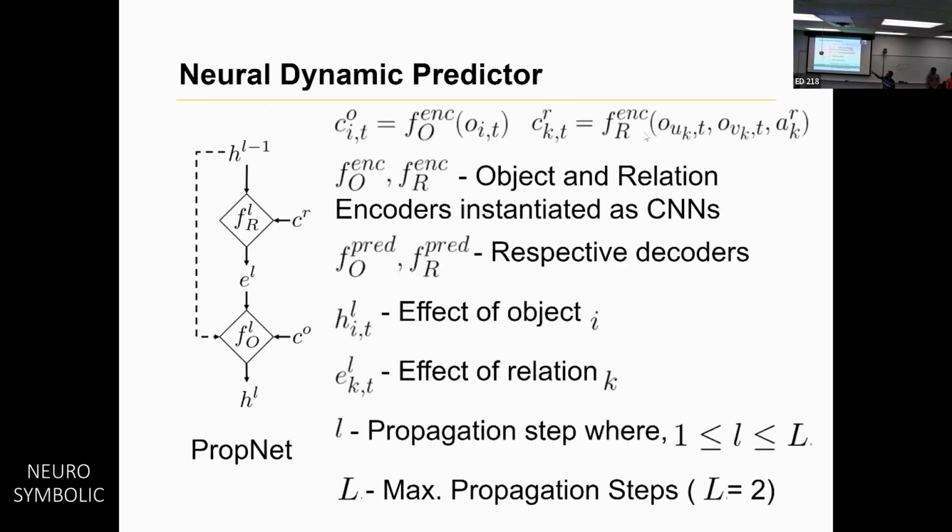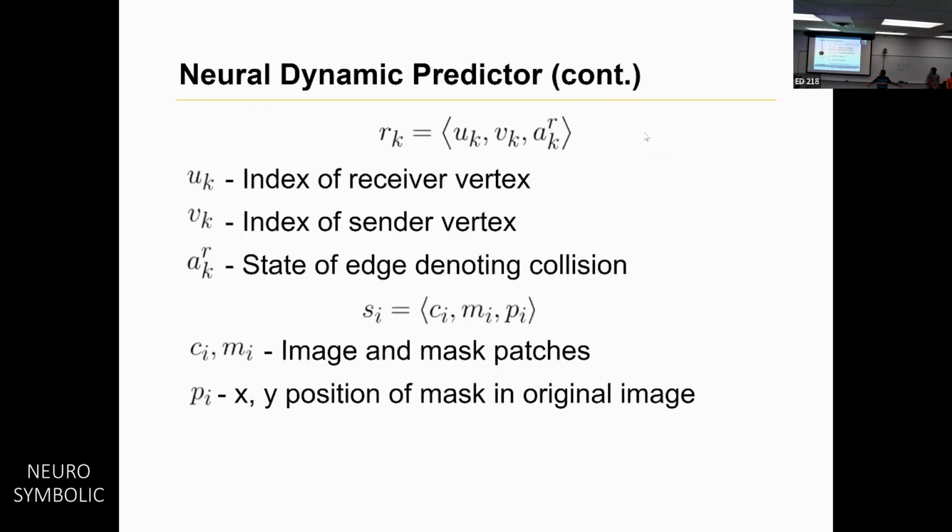Now, what is the state of the object? The state of the object is represented by the image, the mask patch, and the position of the mask in the entire image. Now, this is important because the position of the object will be the core part in understanding how the object-centric proposal will help in the counterfactual parts.